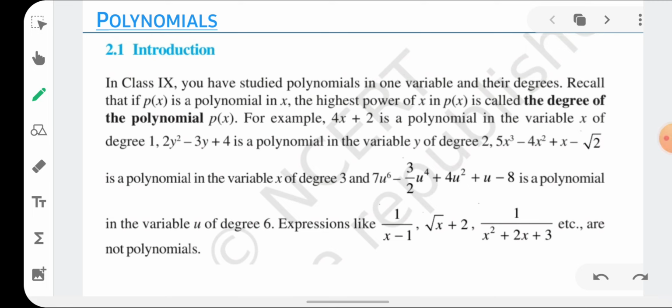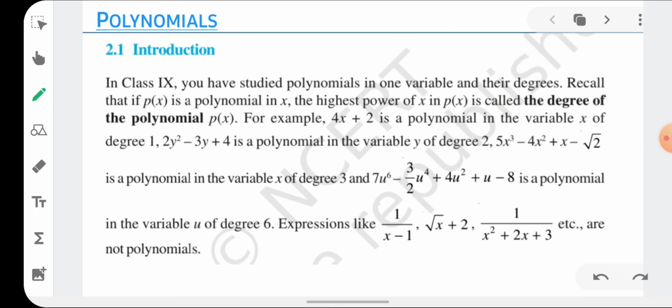Here we will discuss the basic concepts of polynomial. For this, we will start with the introduction of polynomial. As you have studied in your previous class, the polynomials in one variable and their degrees.